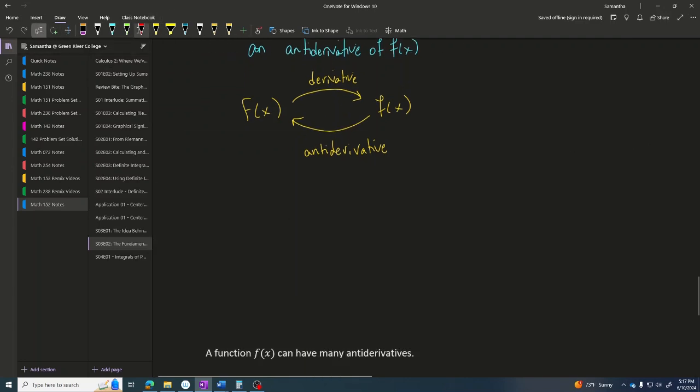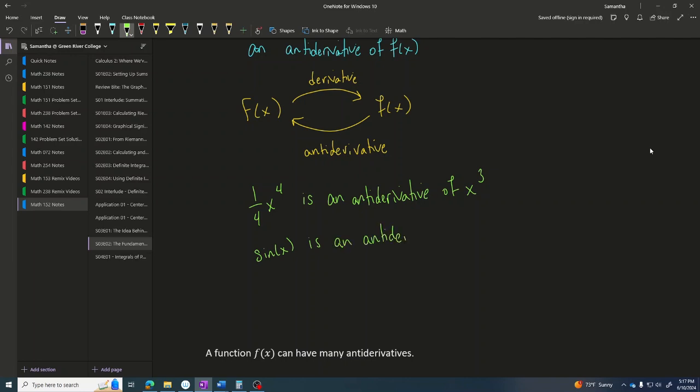For example, if I were to practice using this terminology, I would say that 1/4 x to the fourth is an antiderivative of x cubed. And I would say that sine of x is an antiderivative of cosine.